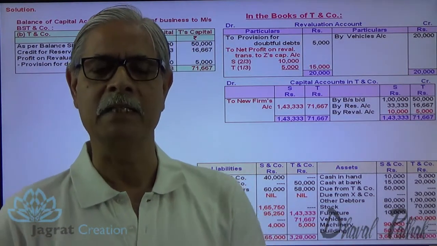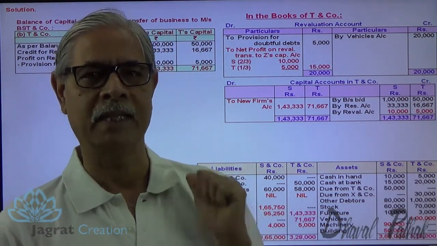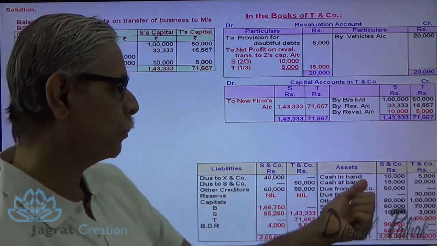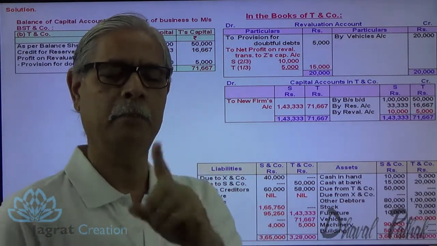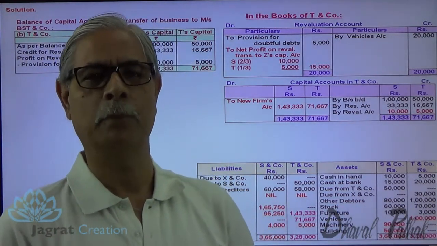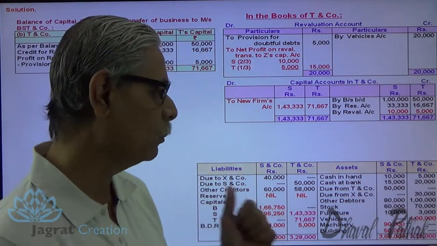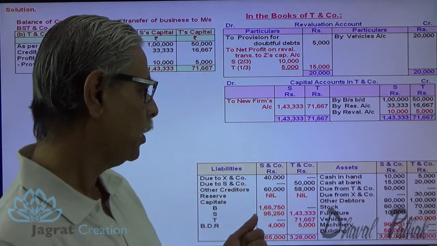If the credit balance is more, it will appear on the liability side. This is how the claim from X and company, the obligation towards X and company, will be adjusted. That's an important point to be noticed. One more thing.